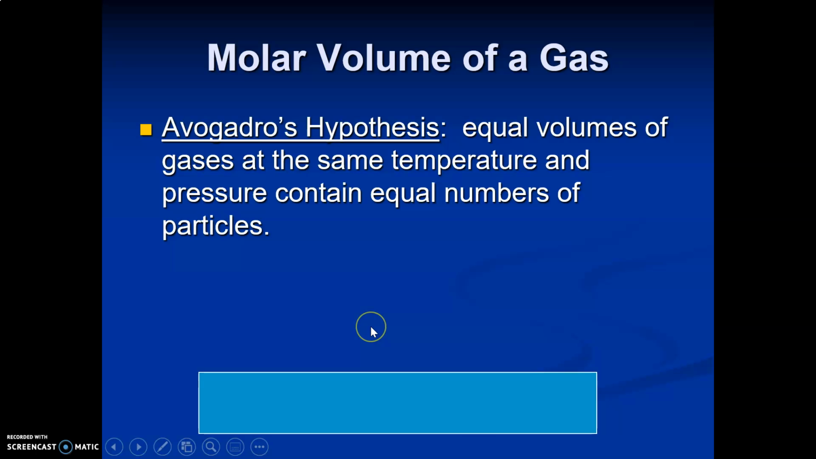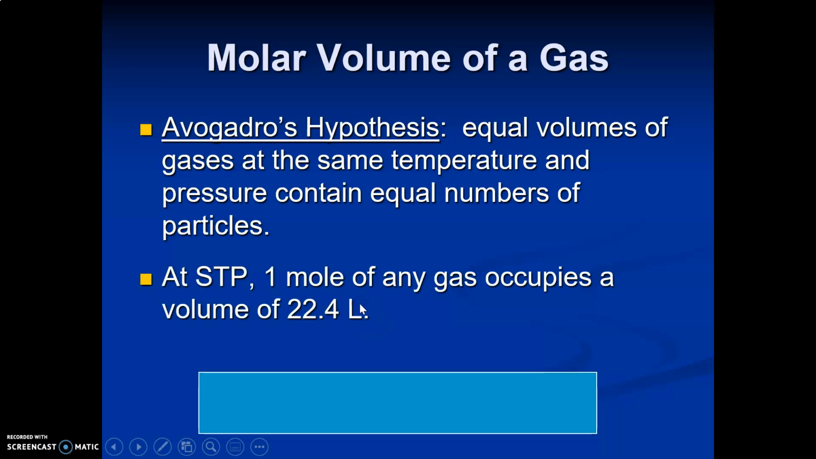So this has to do with Avogadro's hypothesis, which says that equal volumes of gases at the same temperature and pressure contain equal numbers of particles. So basically what he's saying is that if you hold a lot of things constant for a gas, then other things will be constant as well. And so what he was able to figure out is that if you always have standard temperature and standard pressure, and you have 1 mole, no matter what kind of gas you had, it always occupied 22.4 liters. And so now we have this new conversion where 1 mole is equal to 22.4 liters.